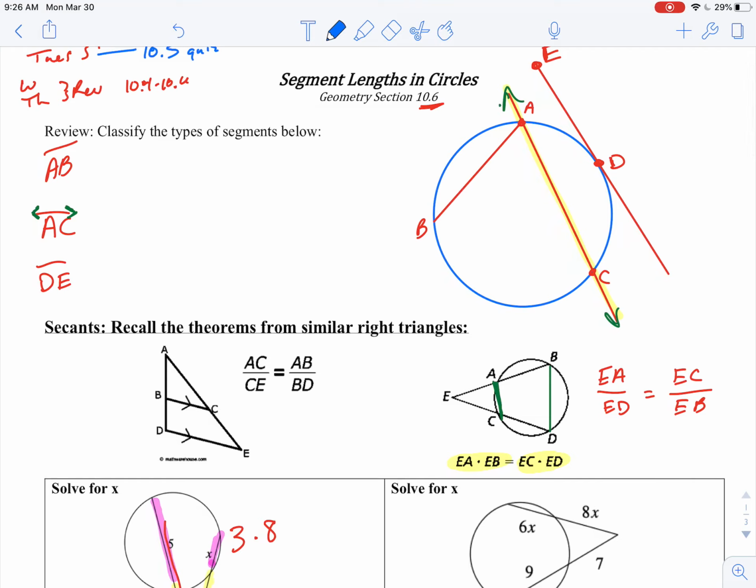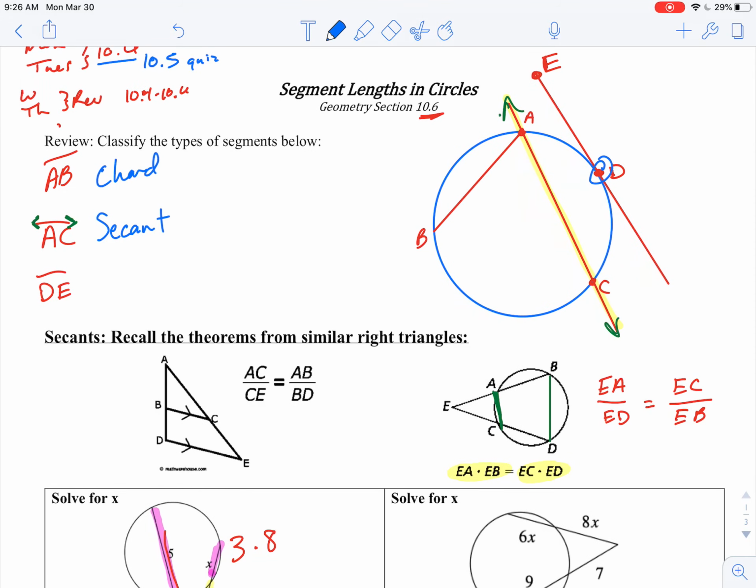Now we're going to classify these types of segments that you see here. I'd like you to pause the video for just a second and try to classify these. So AB goes from one point on the circle to another. So that is a chord. AC is a line that goes through the circle. That is a secant. And DE only touches the circle one time. So that is a tangent.